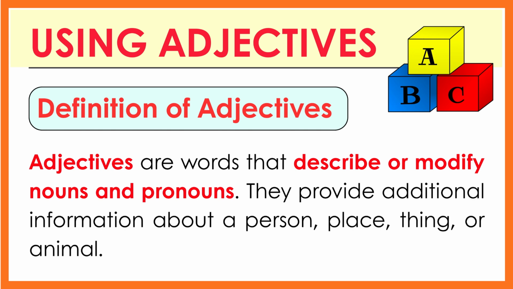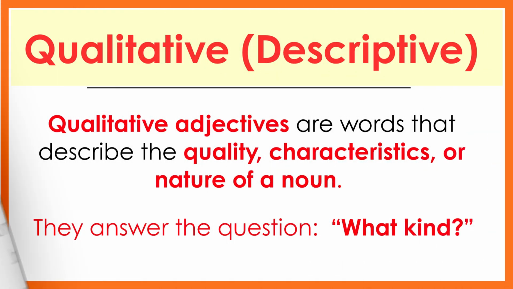Using adjectives. What are adjectives? Adjectives are words that describe or modify nouns and pronouns. They provide additional information about a person, place, thing, or animal. The qualitative or descriptive adjectives. Qualitative adjectives are words that describe the quality, characteristics, or nature of a noun. They answer the question, what kind?